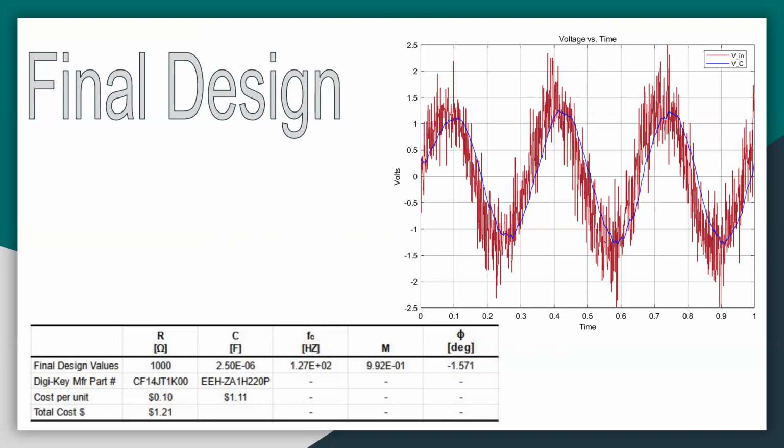The cost for the resistor was 10 cents, while the cost for the capacitor was $1.11. Altogether, we were able to meet the cost criteria as well, which was that the cost of the resistor and the capacitor has to be less than $1.50, and we were able to achieve that using this capacitor and resistor.